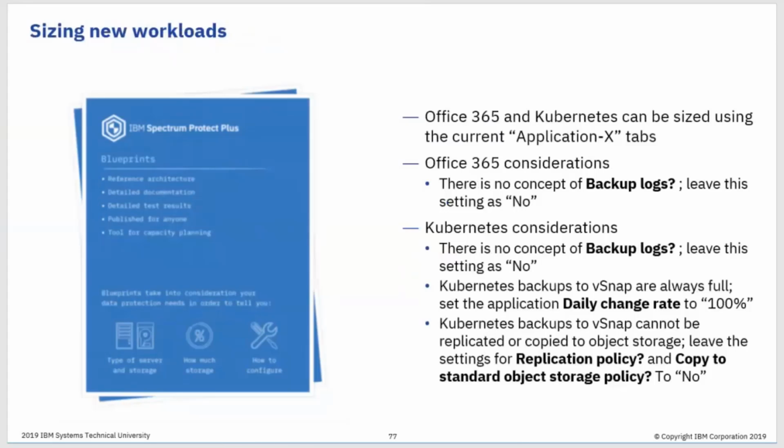And then I mentioned sizing new workloads. Back in 10.1.2 or 10.1.3, we went away from having individual tabs for Oracle, DB2, and SQL because for the most part, all these applications behave the same from a sizing perspective. Office 365 and Kubernetes are a little bit nuanced. So you can take some manual actions for Office 365. There's no concept of log backup, so you'd want to leave that off. And with Kubernetes, of course, you're doing snapshots, and then you're writing the snapshots periodically to the vSnap storage. Those periodic copies are full. To account for that in the spreadsheet, you set the daily change rate at 100%. You also can't replicate, copy, offload, et cetera, Kubernetes data.